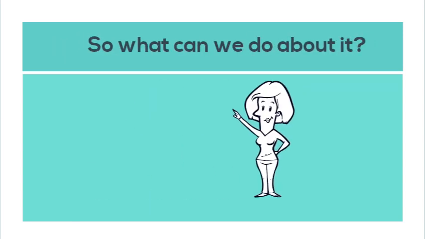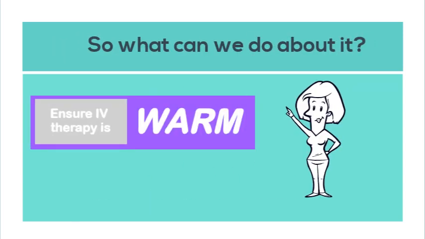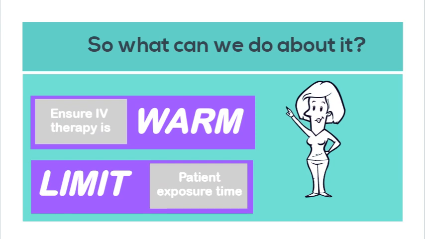So now we know the dangers of hypothermia. What can we do about it? The first step is to ensure that any IV therapy that you give your patient is warmed. Secondly is to limit any patient exposure time. So ensuring that you do a good patient assessment, but using warm blankets and space blankets to make sure that they're covered as much as possible.